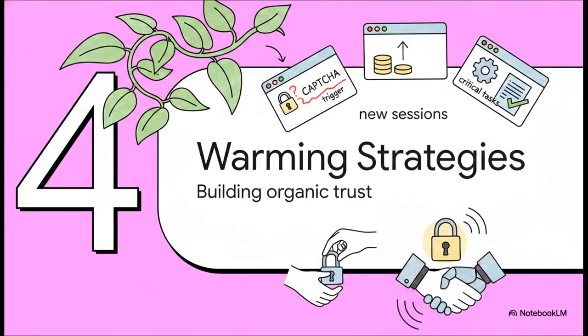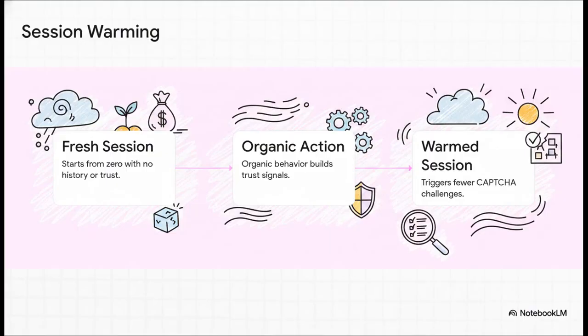All right, section 4, session warming strategies. You have to actively build trust before putting a session to work. You start with that fresh session, introduce organic behavior to build up trust, and end up with a warmed session that triggers way fewer CAPTCHAs. And this ties into step 6, monitor your workflow outcomes. Don't just measure if the browser opened. Measure if the task actually completed correctly. You're building this trust to protect the workflows that depend on it.